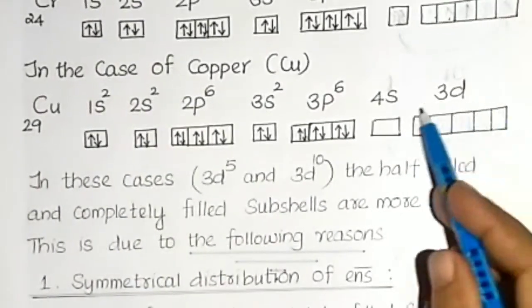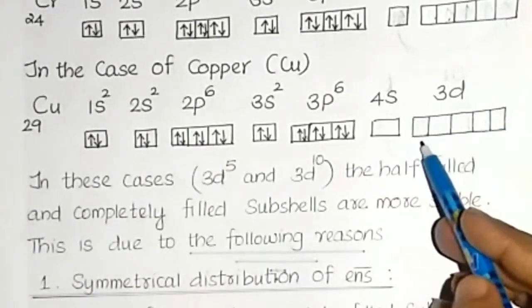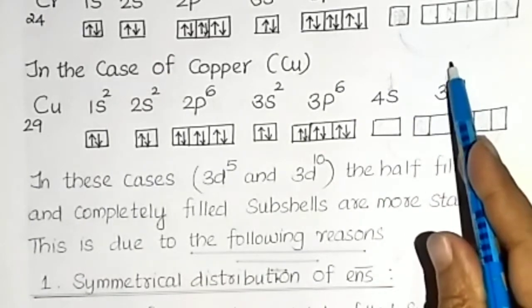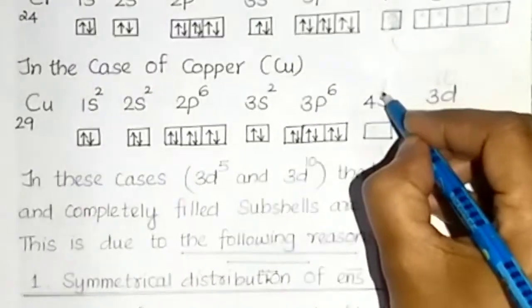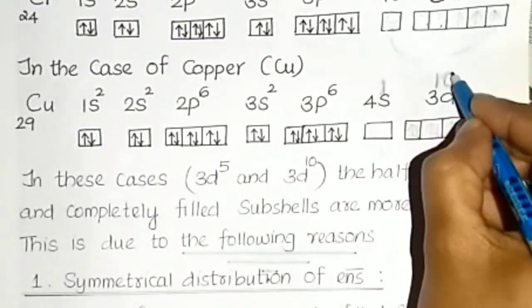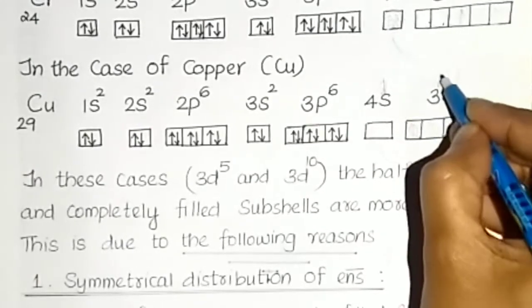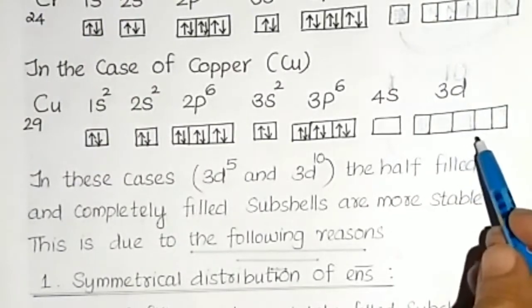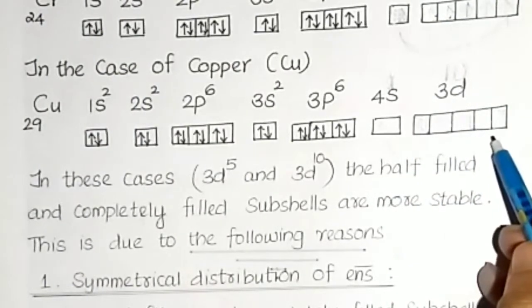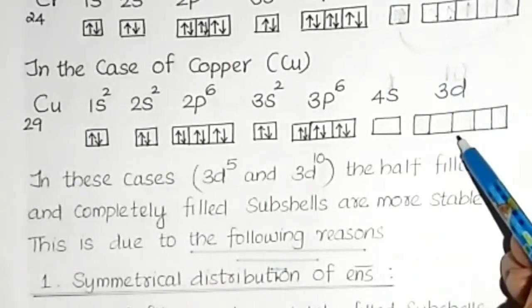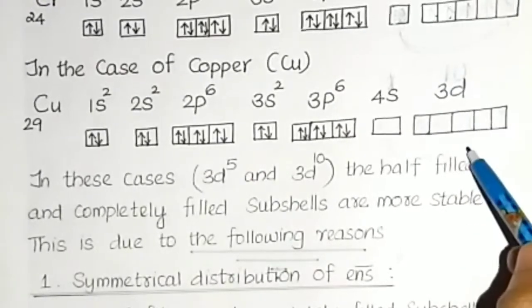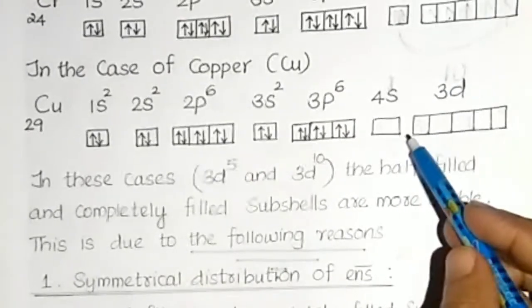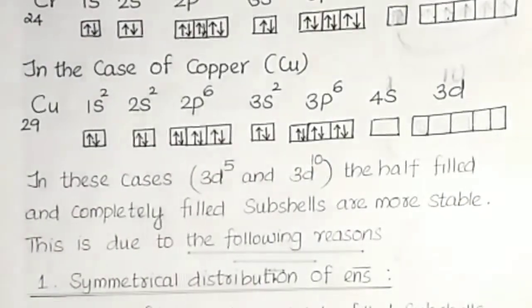So the completely filled d orbitals have the maximum 10 electrons accommodated. Here the configuration is 4s1, 3d10, that means completely filled d orbitals. This configuration is more stable. So half filled and completely filled subshells are more stable. This is due to the following reasons.